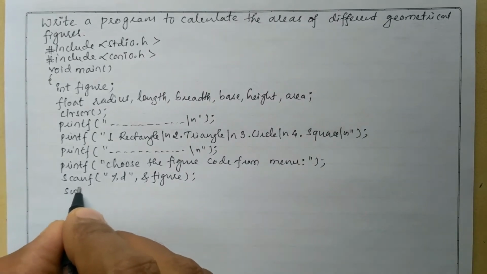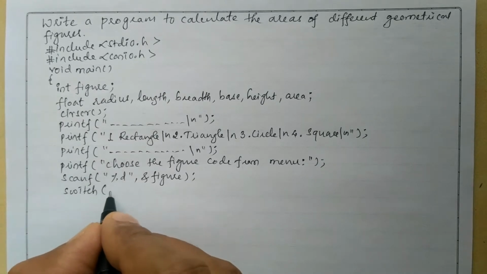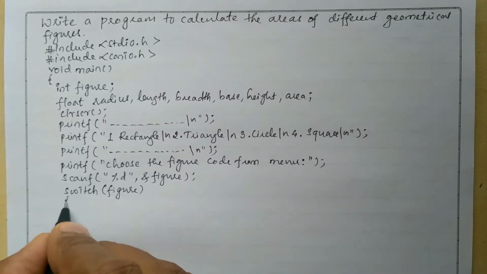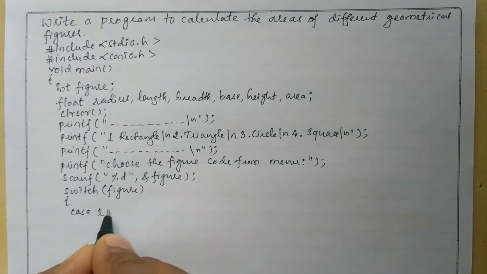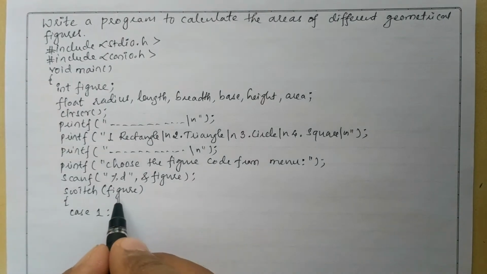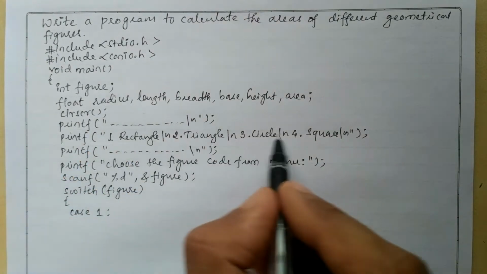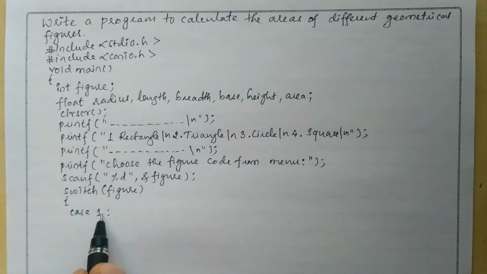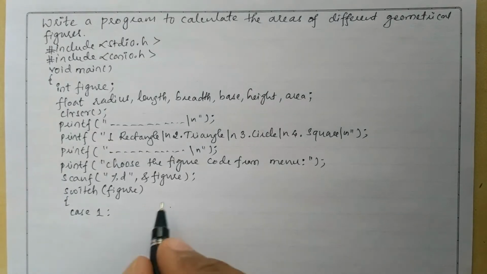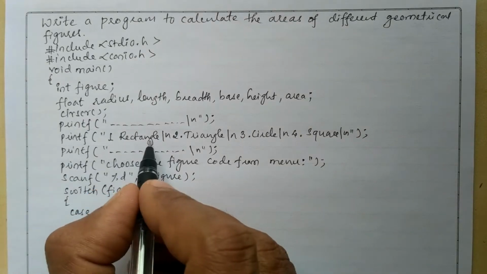Now we are going to use the switch statement. It is a keyword, it should be written in lowercase letter only, and here we are going to pass this figure as an expression, and then curly open brace, and here we are going to write case label 1. If the figure entered by the user from the menu 1, 2, 3 or 4, if the user presses 1, then the case 1 must get executed. So case 1 consisting of a piece of code wherein we need to calculate the area of rectangle.